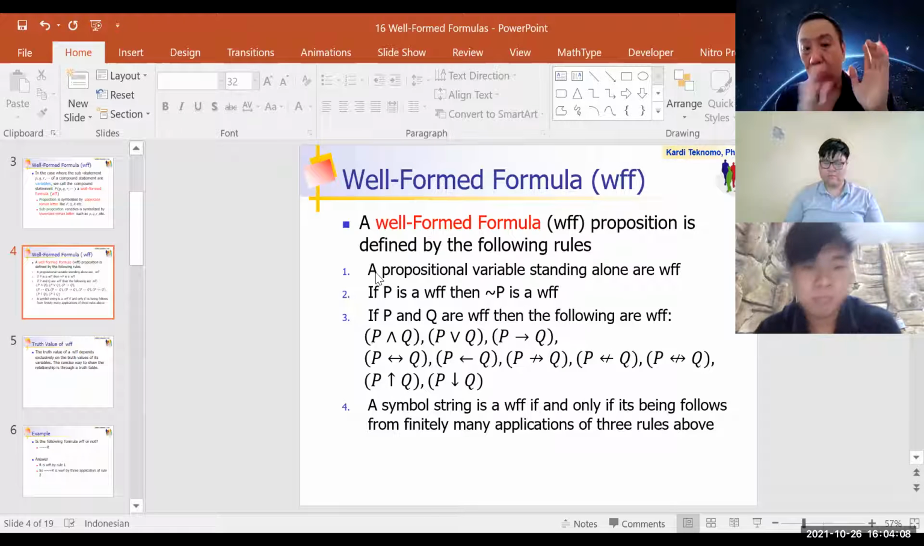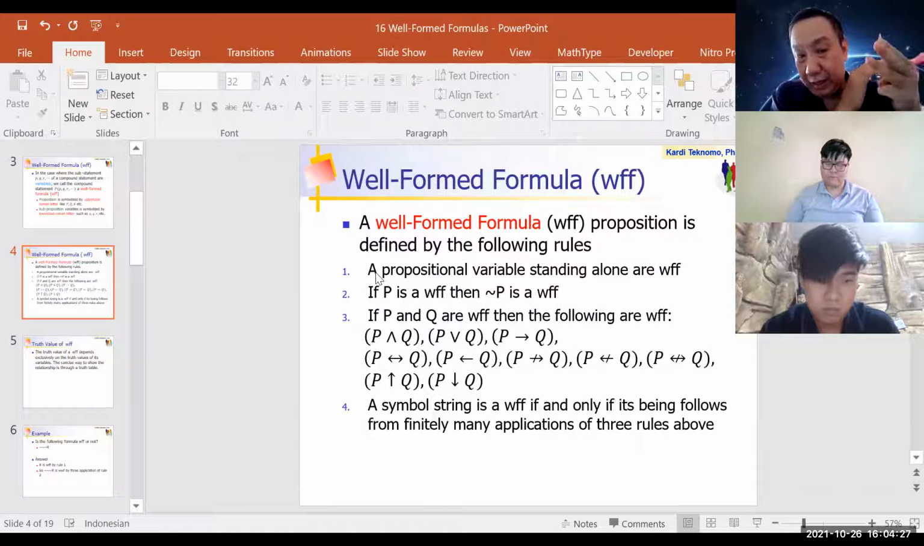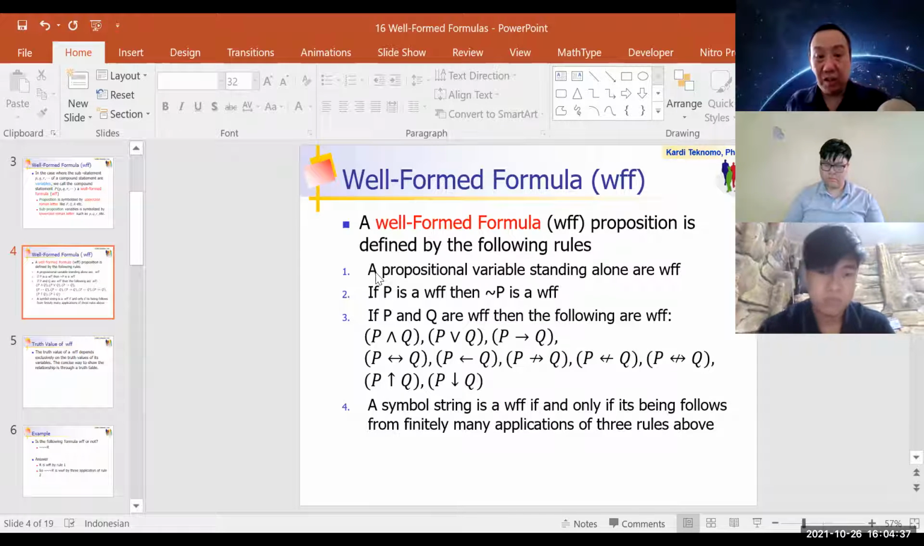The first rule says that a propositional variable standing alone, like P, Q, R, S, and so on, is a WFF on its own. Second, if you put not, so if P is a WFF, then not P is also a WFF. Third rule is the compound. And these are the compounds that you can use as WFF. So what is the compound?